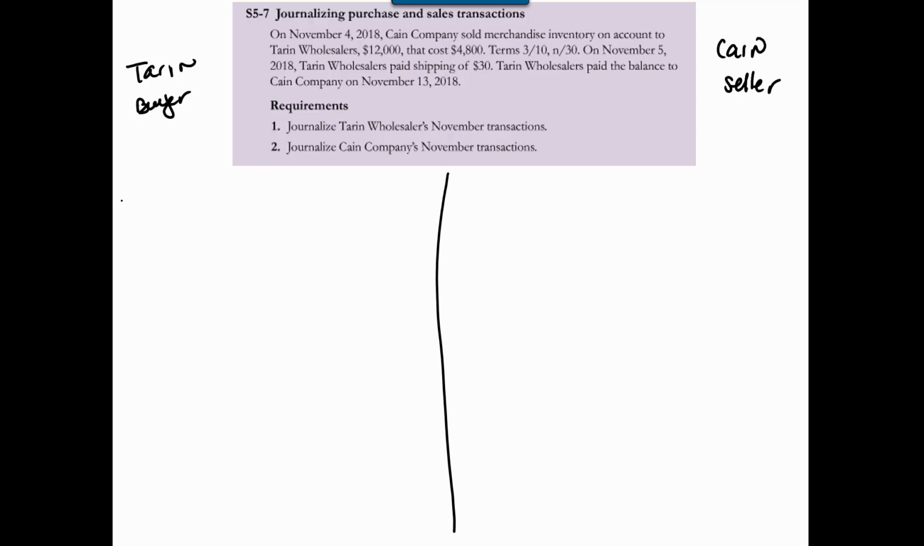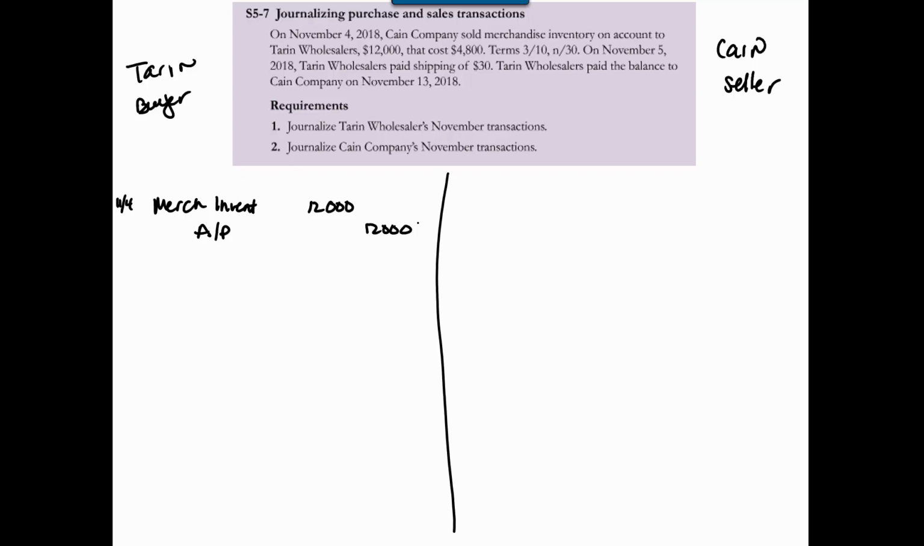So the first thing is on 11/4, we have the original sale. So to Taryn, the buyer, he's going to debit merchandise inventory for $12,000, and he's going to credit his accounts payable for $12,000. And that's all. The purchase transactions are actually much simpler.